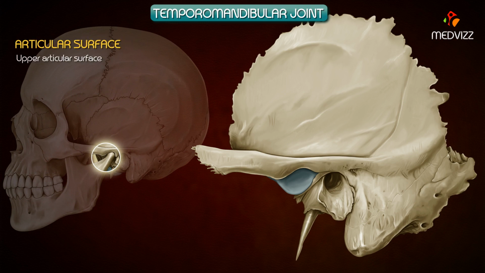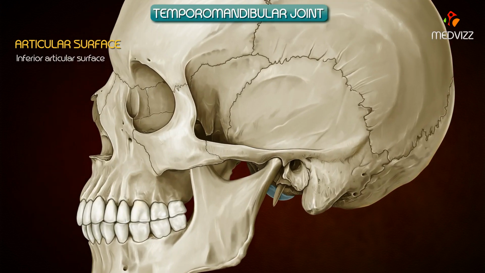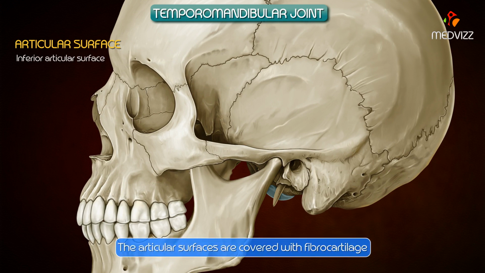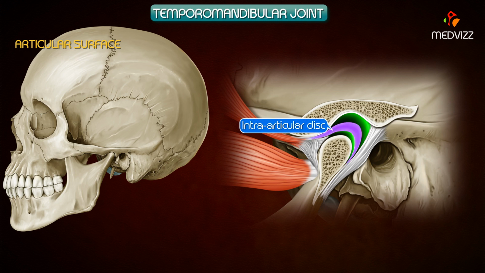The upper articular surface is formed by parts of the temporal bone, that is the articular tubercle, the anterior part of the mandibular fossa, and the posterior non-articular part, which is formed by the tympanic plate. The inferior articular surface is formed by the head of the mandible. The articular surfaces are covered with fibrocartilage, and the joint cavity is divided into upper as well as lower parts by the intra-articular disc.